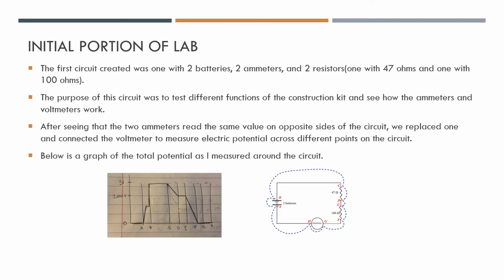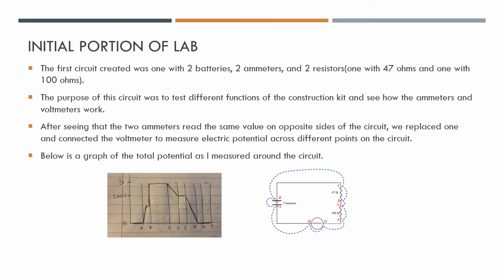So for the initial portion of the lab, we create our first circuit. And this first circuit is one with 2 batteries, 2 ammeters, and 2 resistors, one with 47 ohms and one with 100 ohms. The purpose of the circuit was to test different functions of the construction kit and see how the ammeters and voltmeters actually work.